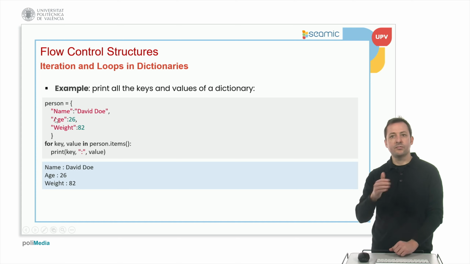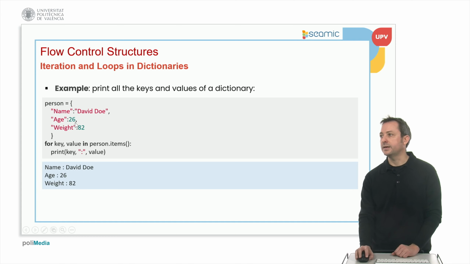Then the for iterates to the next element, age and 26. That will be printed here. And then the for goes to the next element, weight and 82, that prints this one.